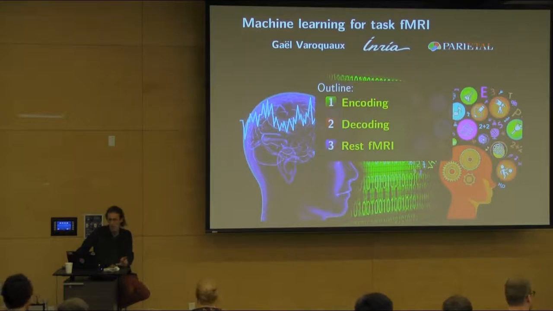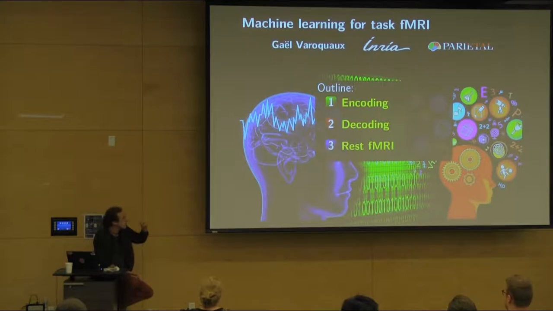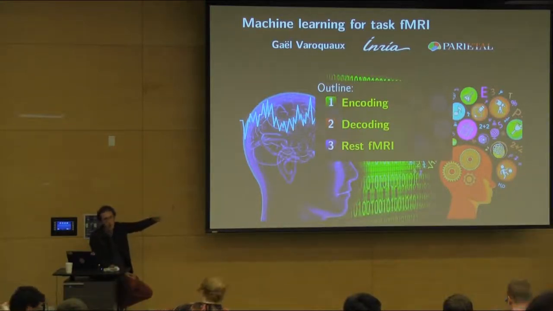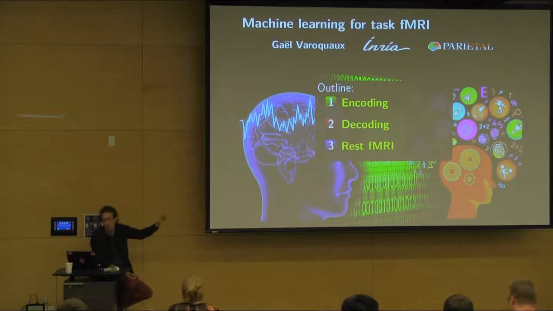And so in terms of slides, in terms of concepts, I'll first do a session on task fMRI. That's going to be before the break. And I'll cover encoding models and decoding models, and I'll explain what it means. And then after the break, I'll discuss rest fMRI.